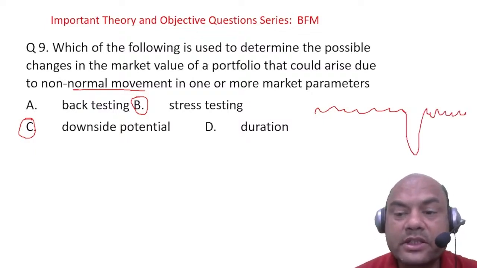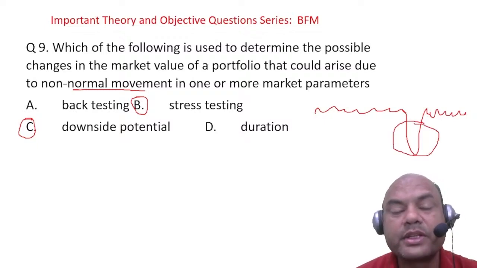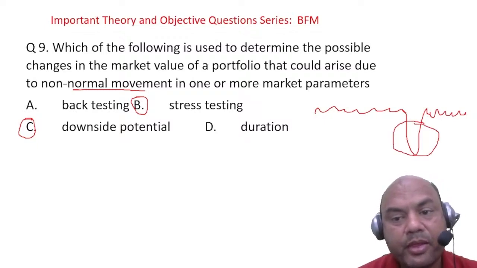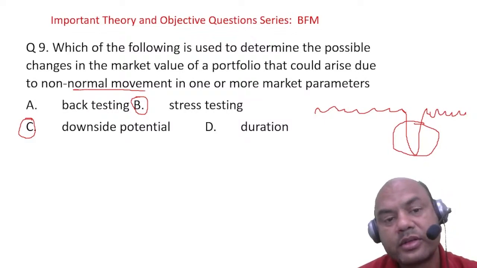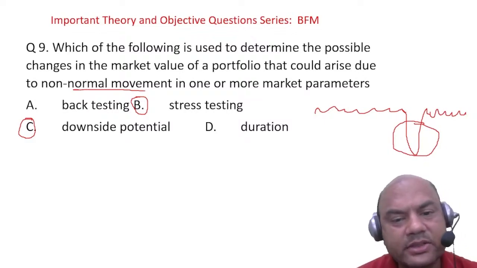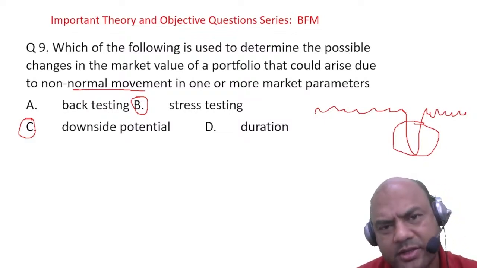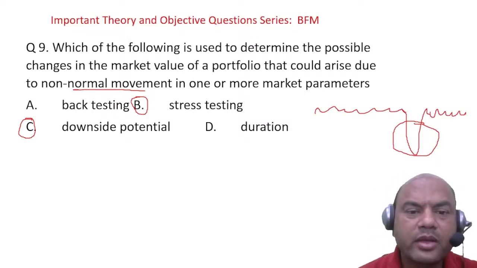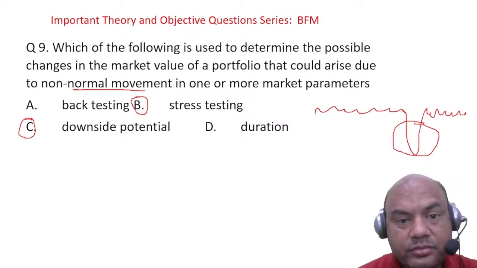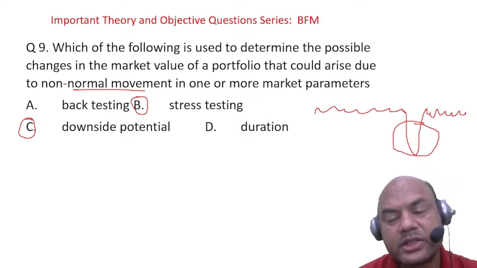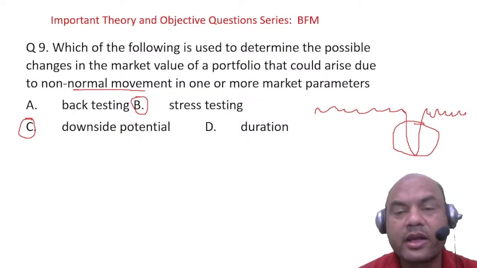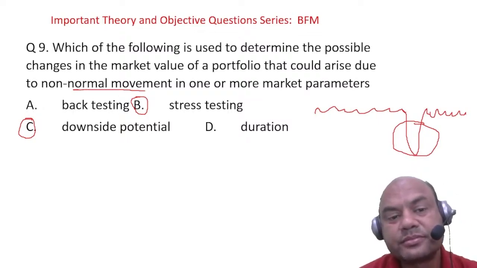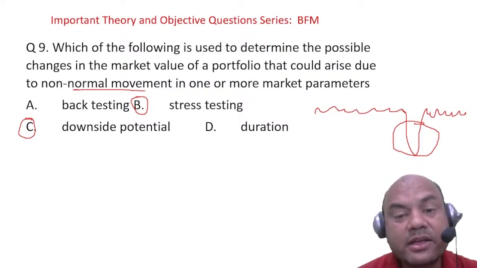So this stress testing is the non-normal movement, like COVID. So this is checked in what? Strictly, backtesting is not the answer. Duration is not the answer. Duration is a totally different concept. So what is it, stress or downside? The correct answer is stress testing.